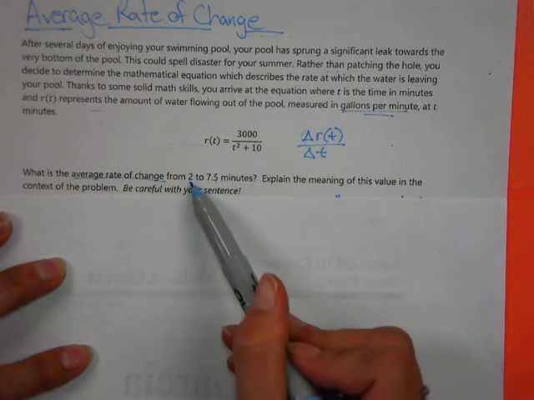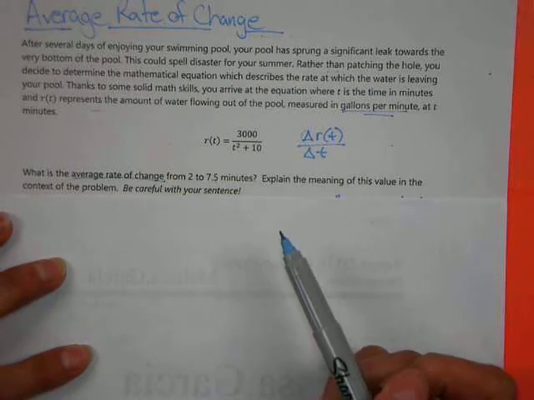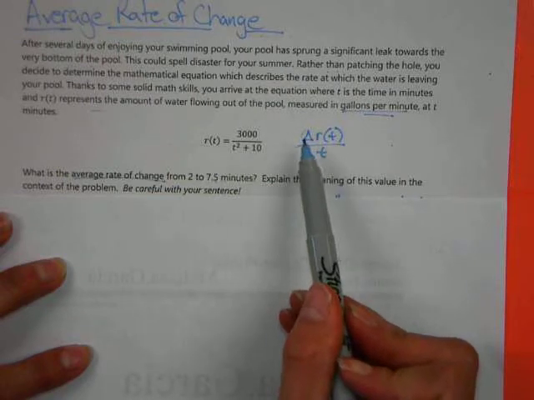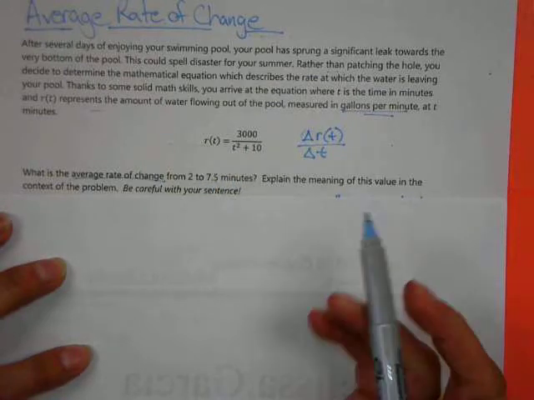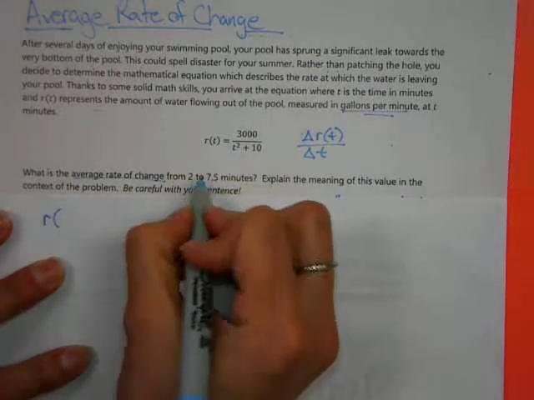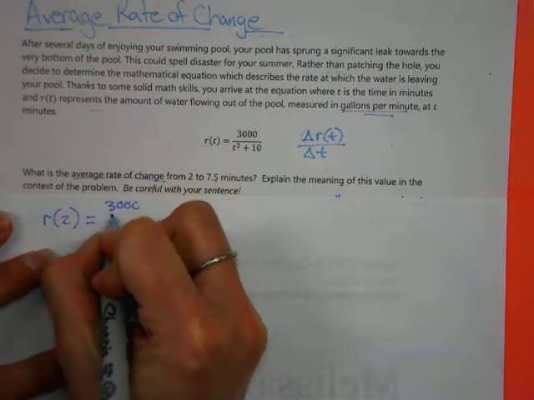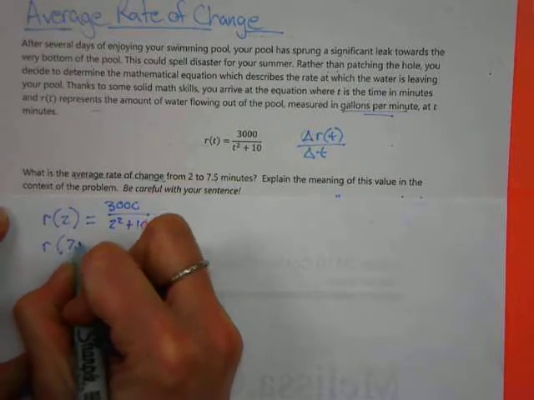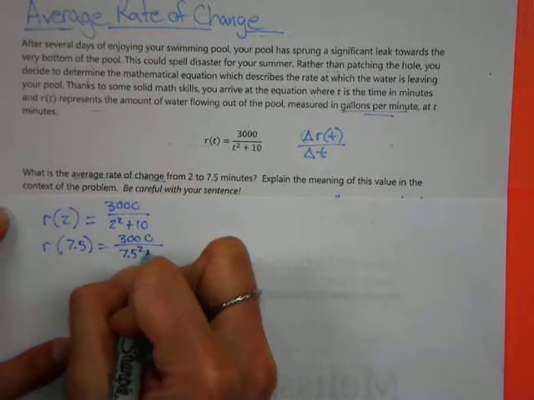So we have our two T values. We have T equals 2 and T equals 7.5, so for the change in T, we're just going to be subtracting those. But we need to find the change in our R of T, so we need our corresponding R of T values for T equals 2 and T equals 7.5. So we're going to start by finding those values for our y values, or our R of T. So we want to find R of 2 by plugging in 2: 3,000 divided by 2 squared plus 10. And we want to find R of 7.5 by doing 3,000 over 7.5 squared plus 10.